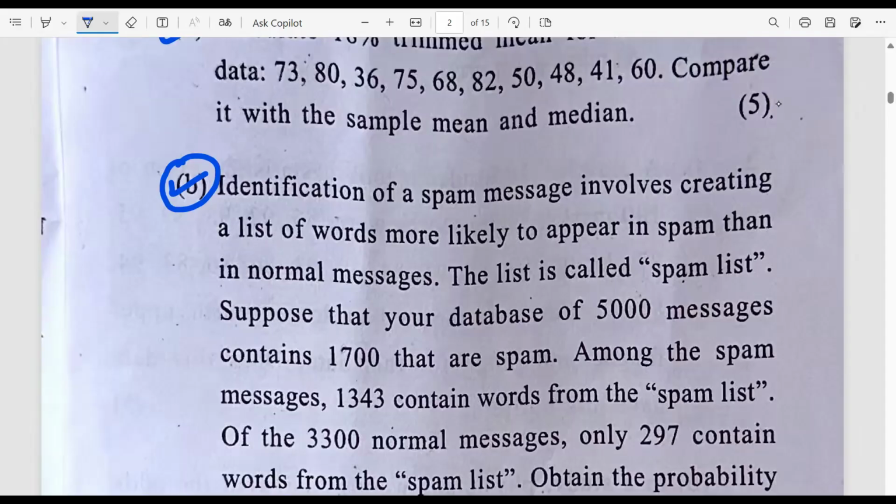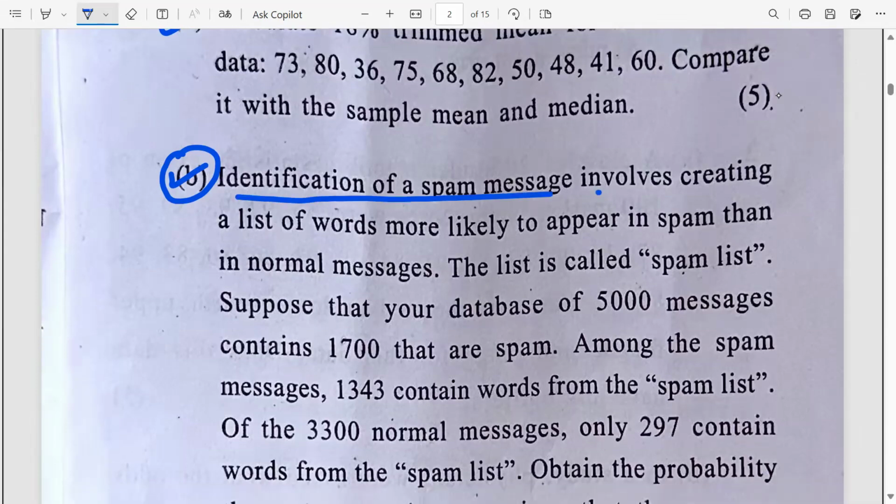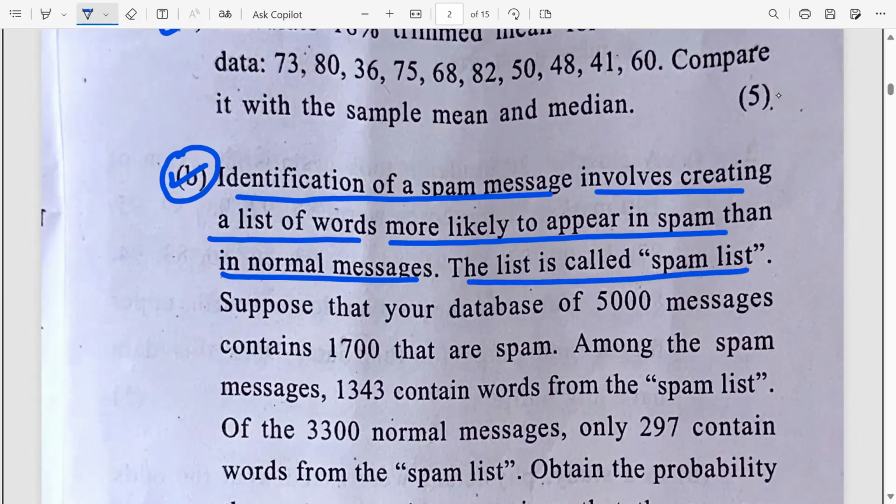So let's read question 1 part B. Identification of a spam message involves creating a list of words more likely to appear in the spam than in normal messages. The list is called spam list. So a spam list is basically going to contain all those words which can help to identify that the message is a spam message.